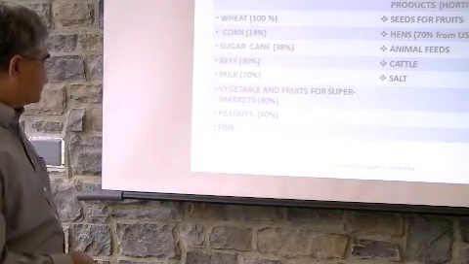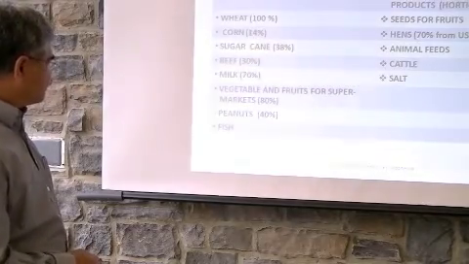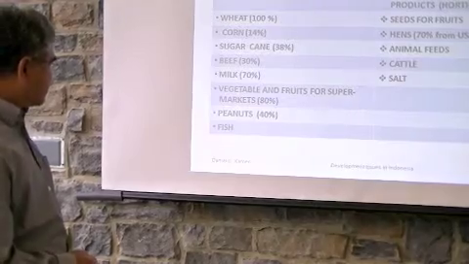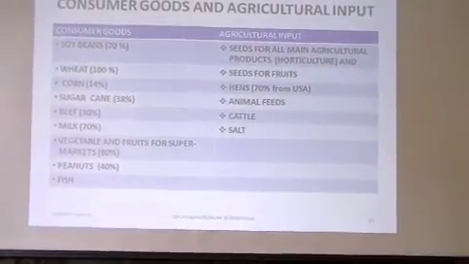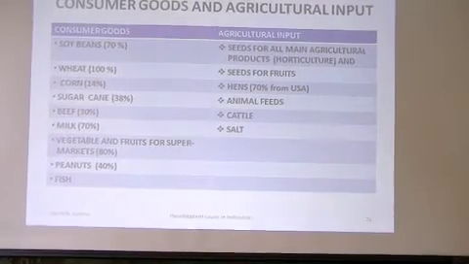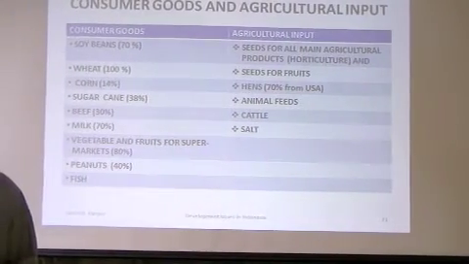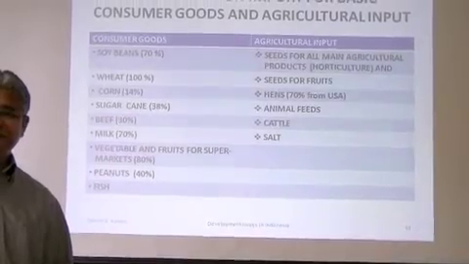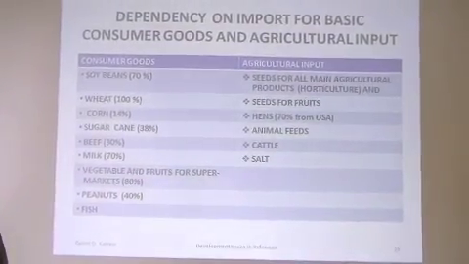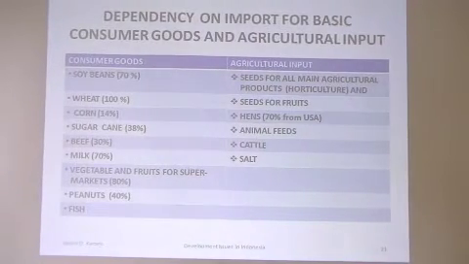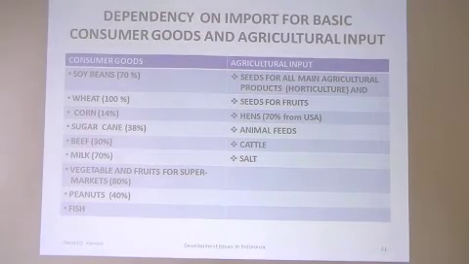Peanuts, we still import about 40%. Ironically, fish: as I said before, two-thirds of the country consists of water, and fishery is one of our rich natural resources, and yet we still import some fish.